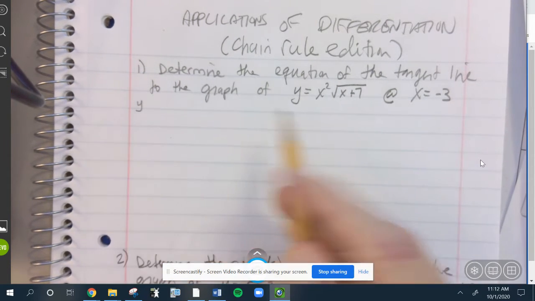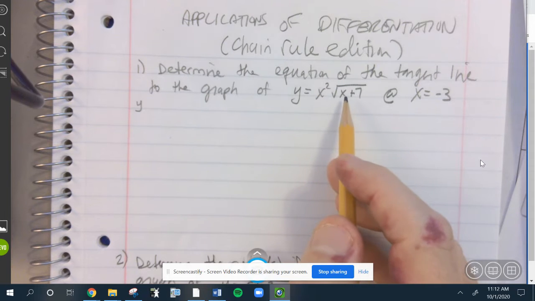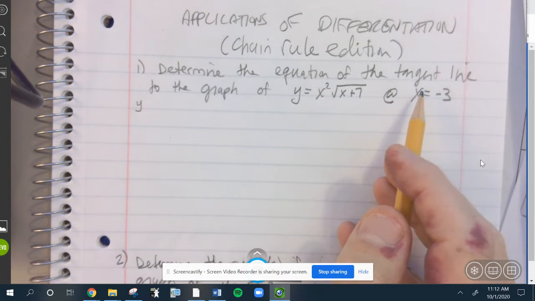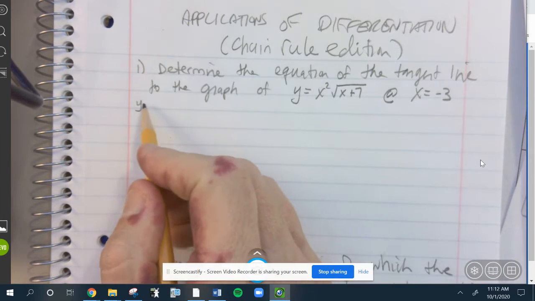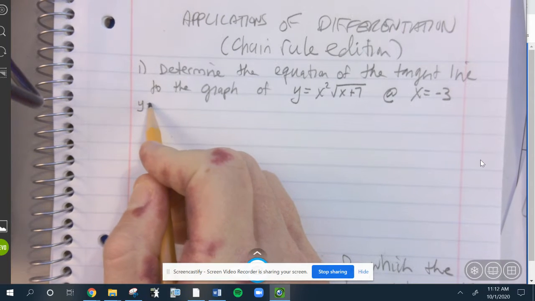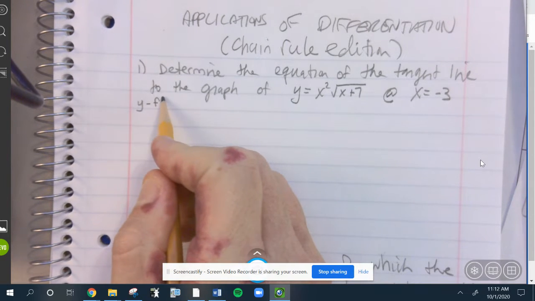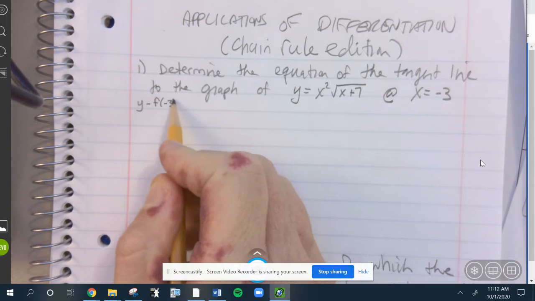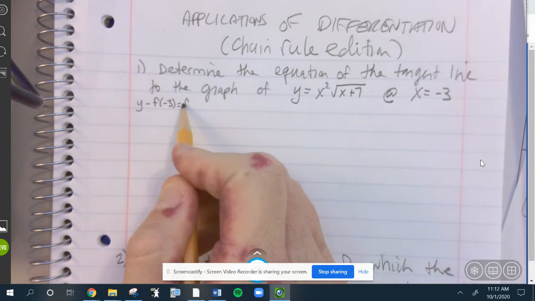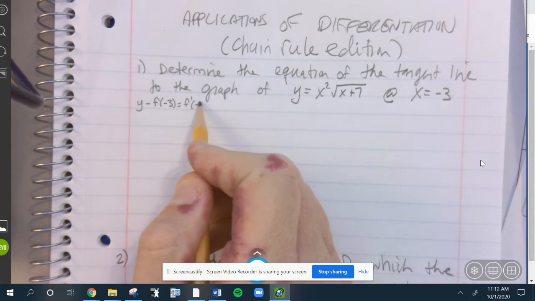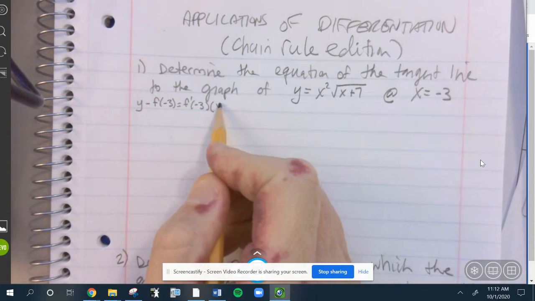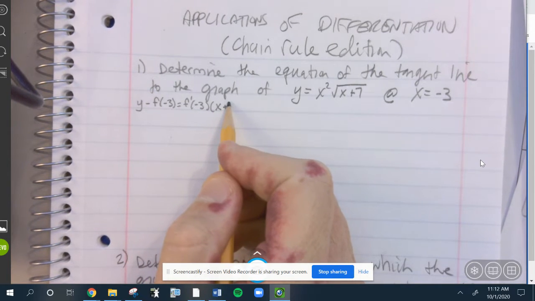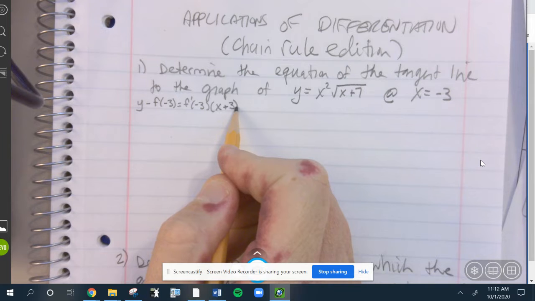I don't really care about this right now. The equation of the tangent line to any graph at x equals c is y minus f of c equals f prime of c times x minus c. X minus negative 3 is x plus 3.